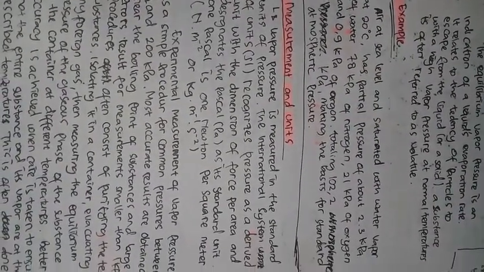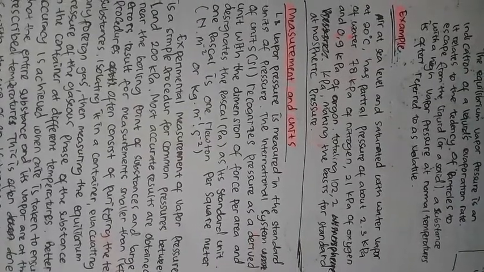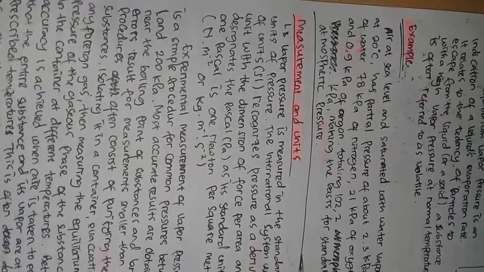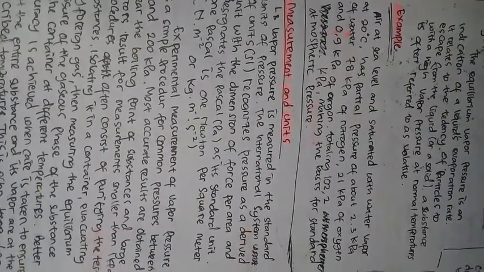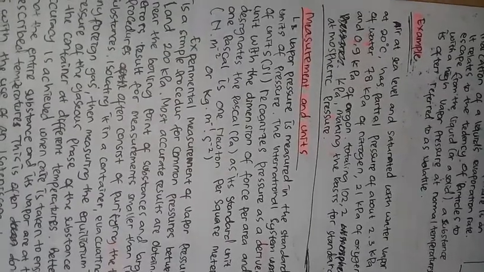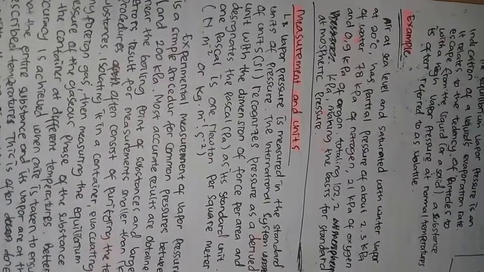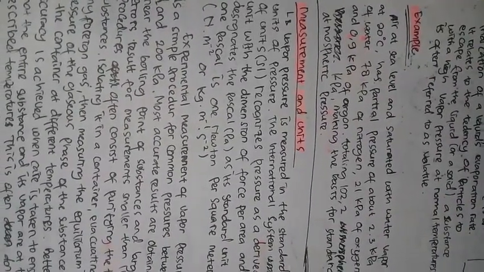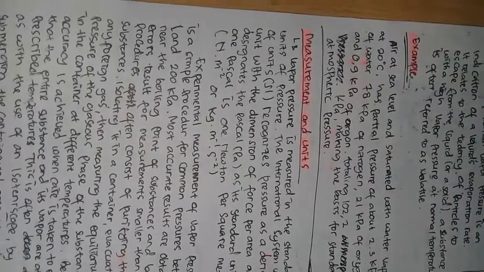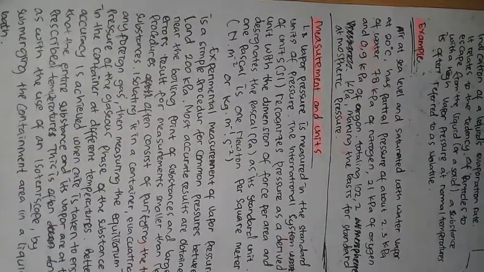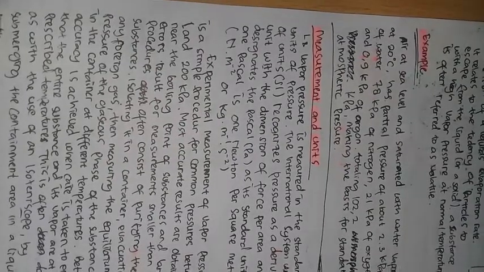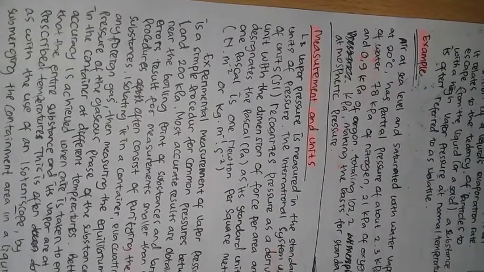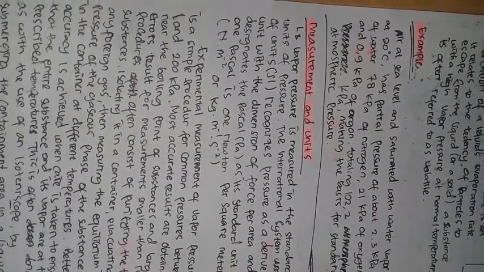Measurement and units. Vapor pressure is measured in the standard unit of pressure. The International System of Units, or SI, recognizes pressure as a derived unit with the dimension of force per area and designates the Pascal, or Pa, as its standard unit. 1 Pascal is 1 Newton per square meter, or N·m⁻², or kg·m⁻¹·s⁻².